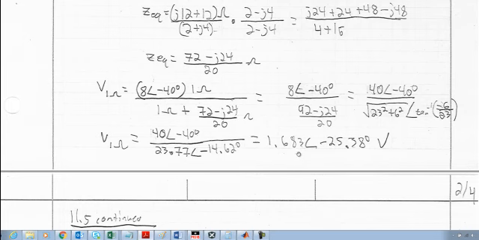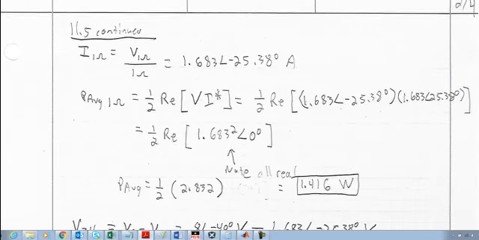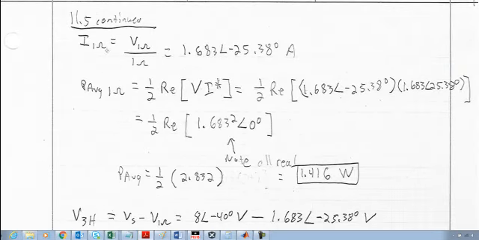So 40 over 23.77 gives us 1.683. And we subtract the two angles. So negative 40 minus a negative 14.62 works out to a negative 25.38 degrees. And so that is our voltage. Now we want to figure out what is the current through that. Well, it's just going to equal the voltage divided by this 1 ohm resistance.